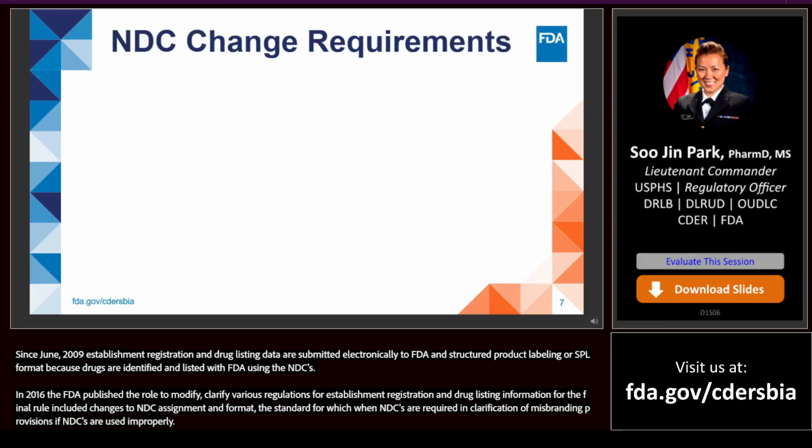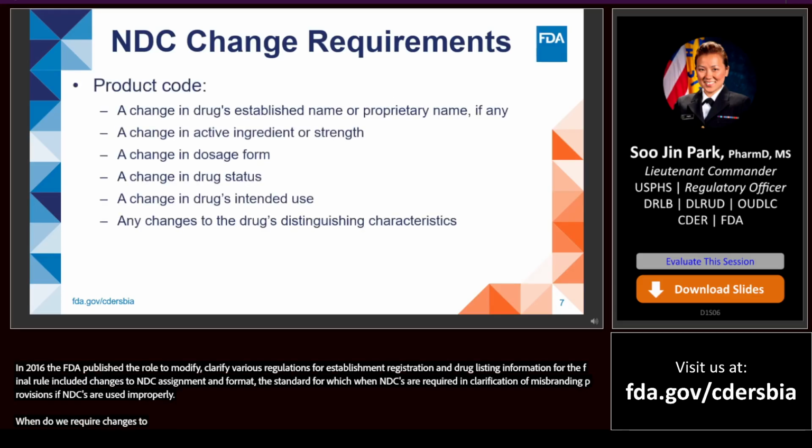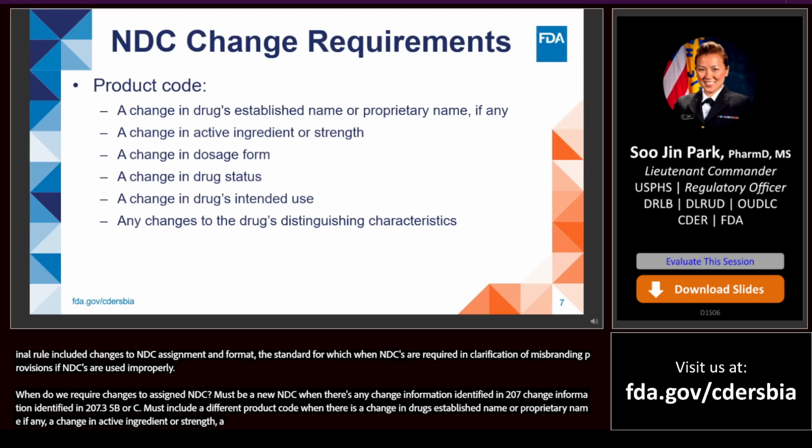So when do we require changes to the assigned NDC? The registrant must propose a new and unique NDC for a drug when there is a change to any of the information identified in 207.35 (b) or (c). The new NDC must include a different product code when there is a change in the drug's established name or proprietary name, if any, a change in active ingredient or strength, a change in dosage form, drug status, the drug's intended use, or any changes to the drug's distinguishing characteristics.